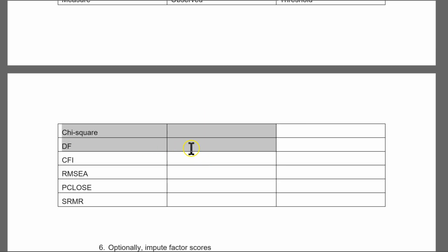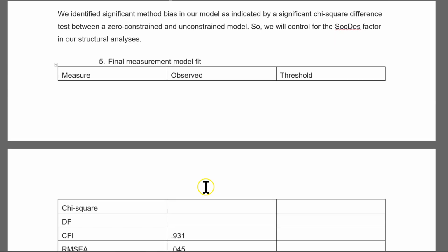Except chi-square and degrees of freedom, there are no thresholds for those. Those are just what they are. And then you put your actual values here. What do we have? A 0.931 or something like that here, and an RMSEA of 0.045 or whatever it was, P-close of .19. And our SRMR of something like 0.004. And you do three significant digits here. Anyway, and then you say, yeah, we have good model fit.